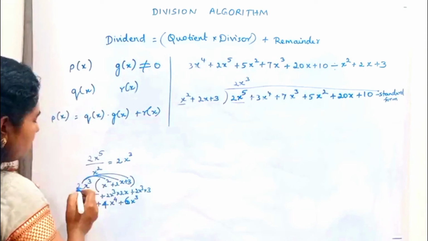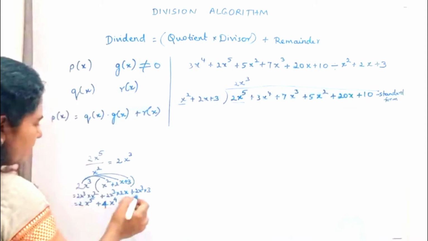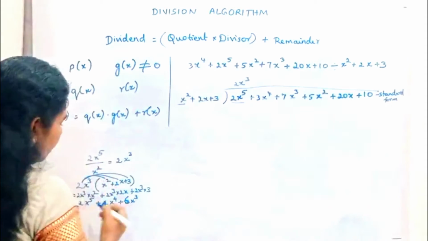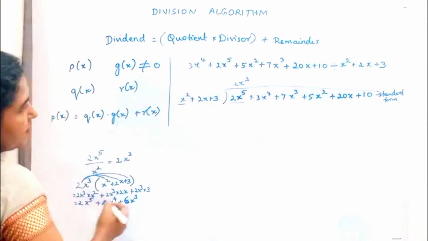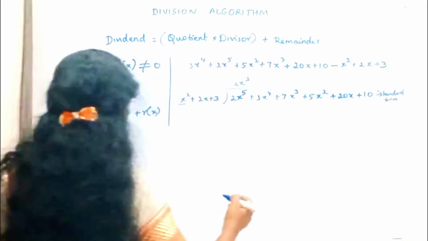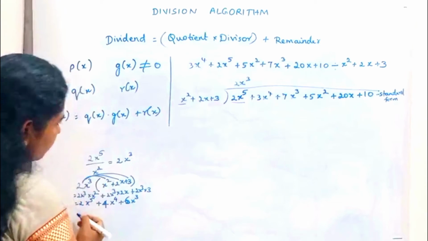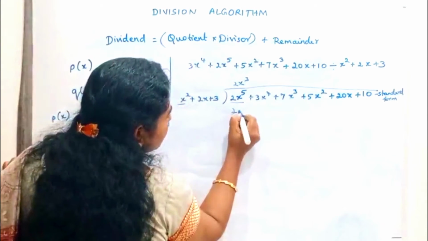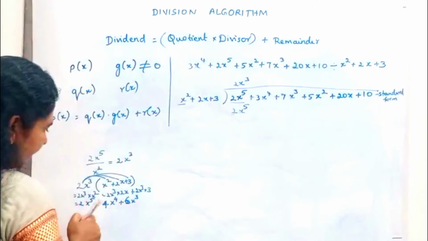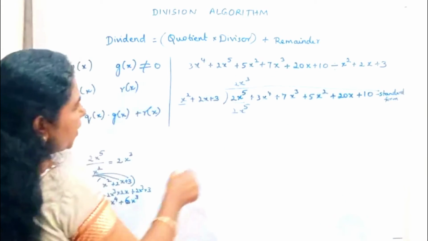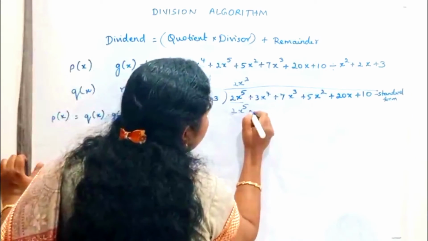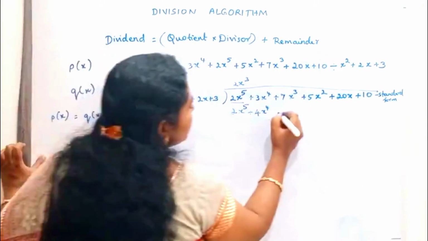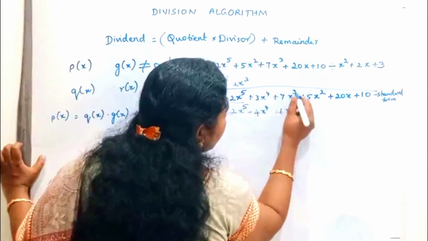Okay. So now this 2x cube into this divisor is equal to this. Now we have to write all these terms in this row. We have to see that the like terms are written together, so that it will be easy to proceed. So now it is 2x power 5. Here we are having an x power 5 term, so it becomes 2x power 5. And the next it is 4x power 4. Here we are having an x power 4 term, so it becomes plus 4x power 4. And the next 6x cube. Under that we can write.